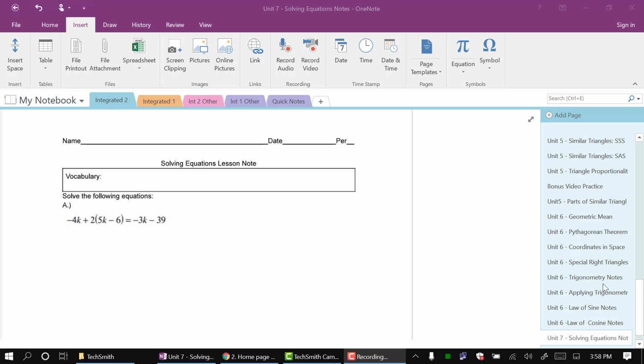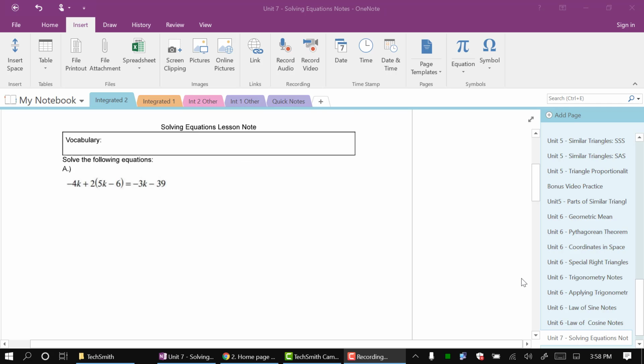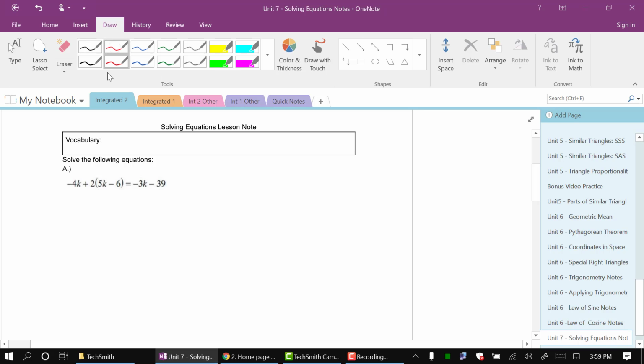So we have this problem right here, and what we want to do when we solve equations is get it so that we're just left with the variable equaling some number. That's how we want to end up. We want the variable to equal some number. So it's a whole bunch of undoing. So let's go ahead and start undoing this first problem.